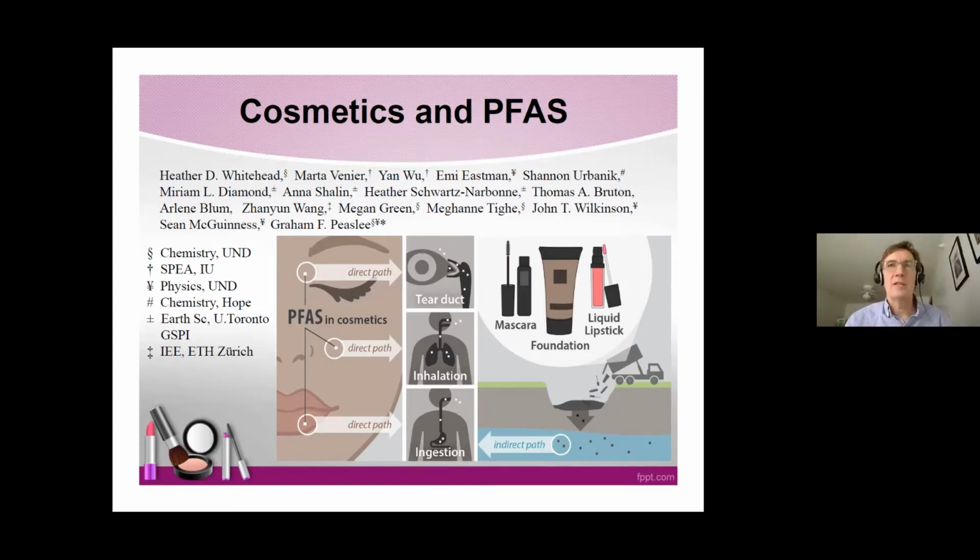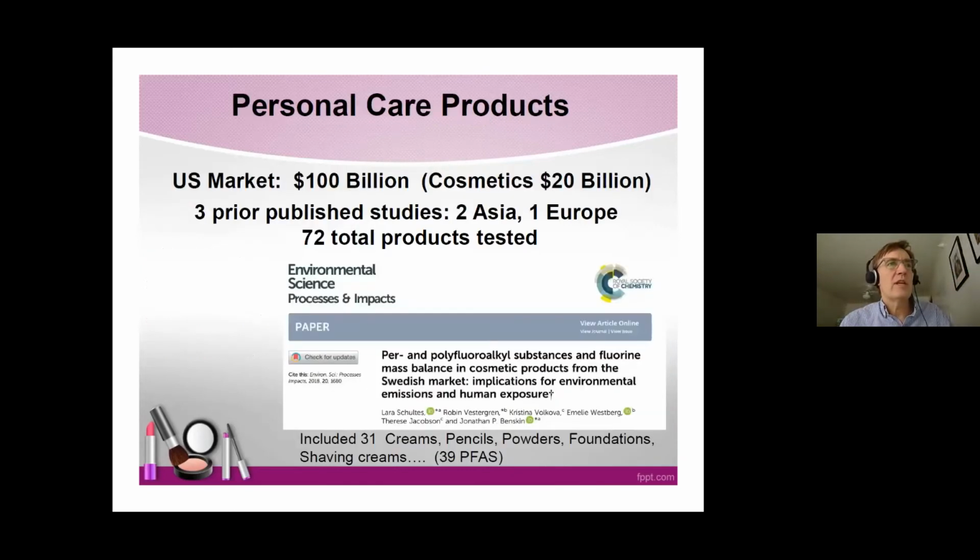A la some of the presentations you've already heard here. And so it's only an issue if there are PFAS in cosmetics. And interestingly enough, before COVID, the cosmetics industry in the United States, or North America, let's call it, is about $20 billion a year. So it's a huge industry.